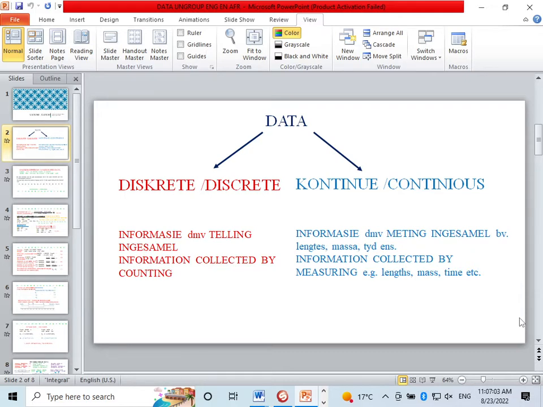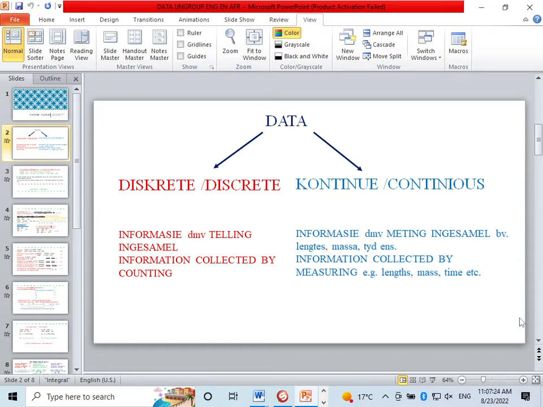Whereas continuous data will be a line that has some sort of pattern, like a straight line graph. You can take readings in between because it's continuous, because you can take the fractions in between.